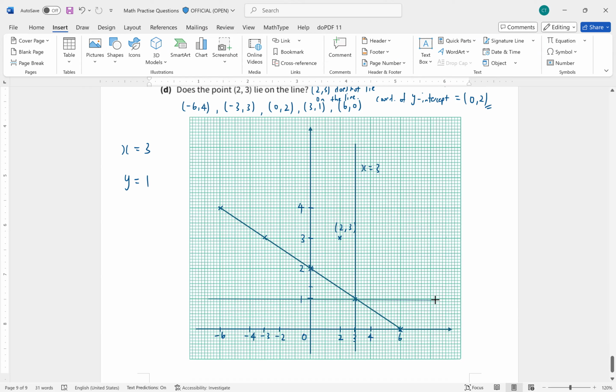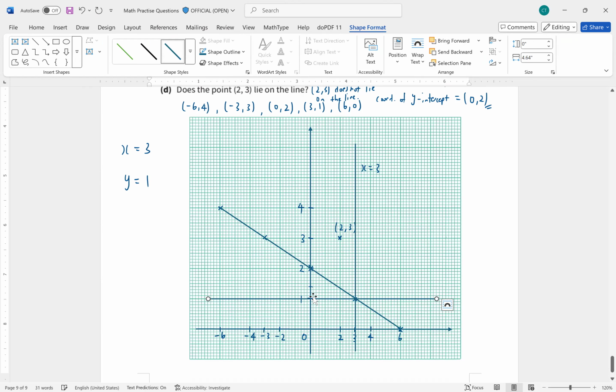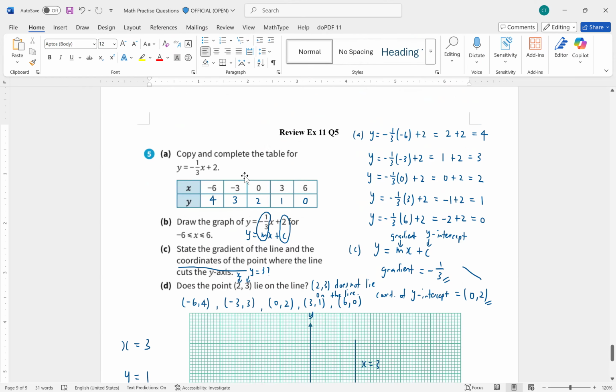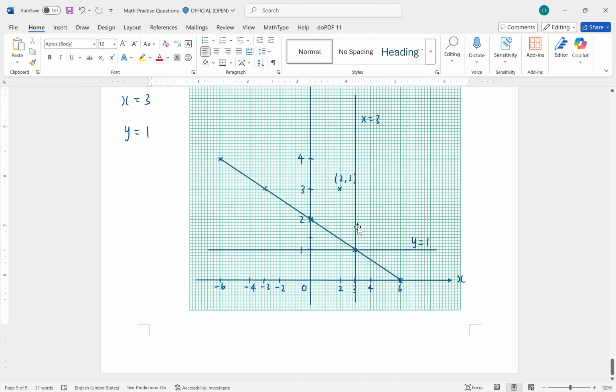So y equals 1, or y equals a number, must cut the y-axis. This is the y-axis. I forgot to add it. This is the x-axis. X equals a number will cut the x-axis. So this one is y equals 1 over here. Okay, so I hope you have understood this question, how to draw linear functions. It's not too difficult. Do try a couple more questions on your own and then you will become more confident.